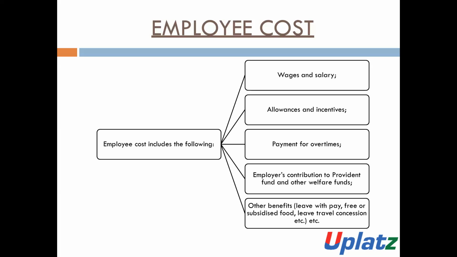Number one, wages and salary. Number two, allowances and incentives. Number three, payment for overtime. Number four, the employer's contribution to the provident fund and other welfare funds and other benefits. These are all included in the cost of employee benefits.